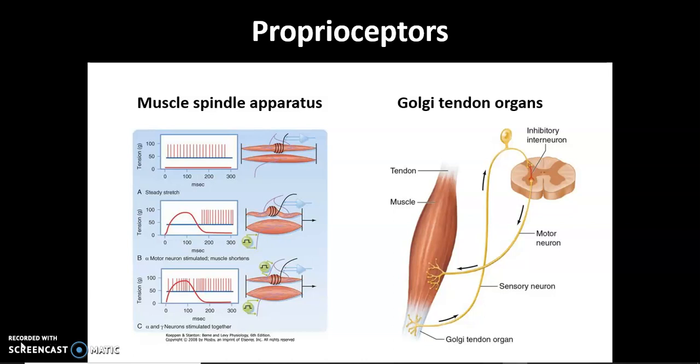So the muscle spindle is wrapped around muscle fibers, and as the muscle stretches or lengthens, it pulls on the spindle, causing it to lose its spiral shape and stretch. This signals the muscle to contract.